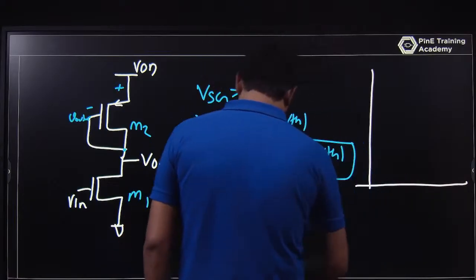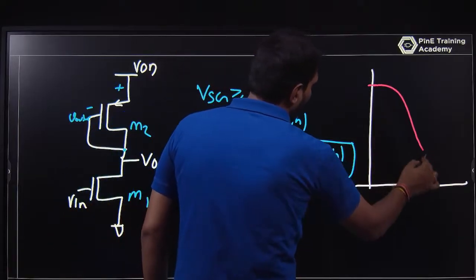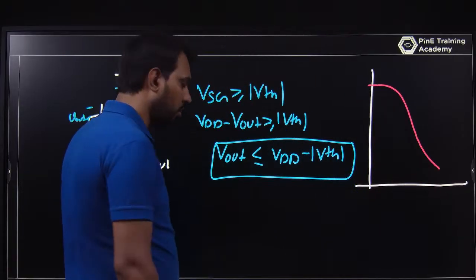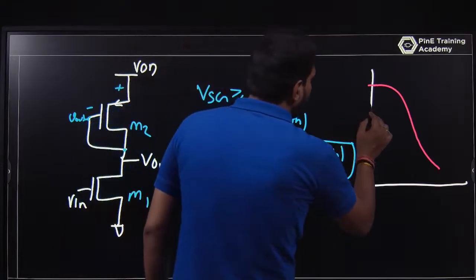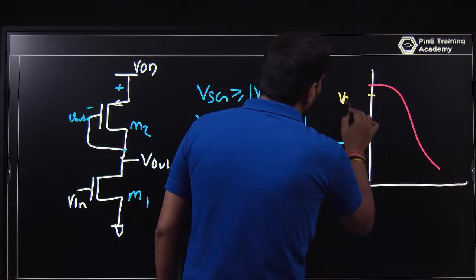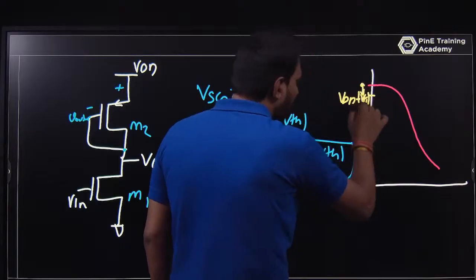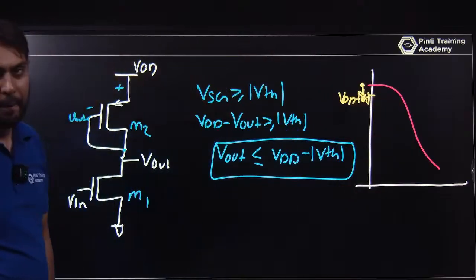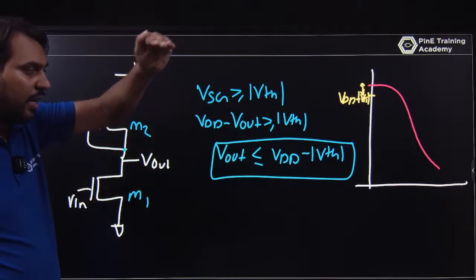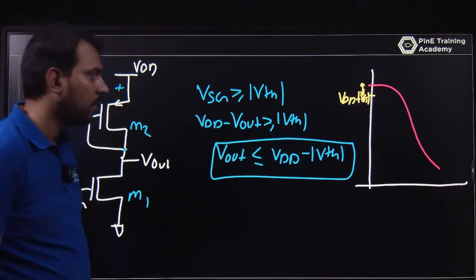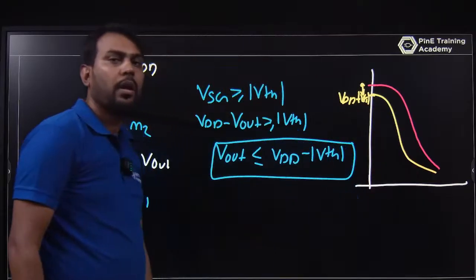So it is like this. In the previous case the output swings from VDD to some value we decide for the saturation region. Now it is swinging from VDD minus mod VTH. It has a difference of mod VTH. The swing limit is not VDD, it is less by one threshold voltage. Is it okay?